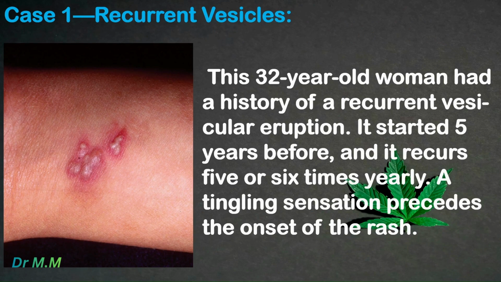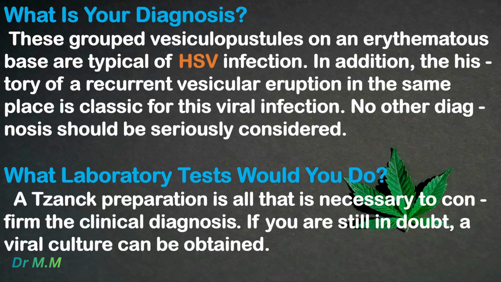Case 1. Recurrent vesicles. This 32-year-old woman had a history of a recurrent vesicular eruption. It started 5 years before and it recurs 5 or 6 times yearly. A tingling sensation precedes the onset of the rash. What is your diagnosis? These grouped vesicular pustules on an erythematous base are typical of HSV infection. In addition, the history of recurrent vesicular eruption in the same place is classic for this viral infection. No other diagnosis should be seriously considered.